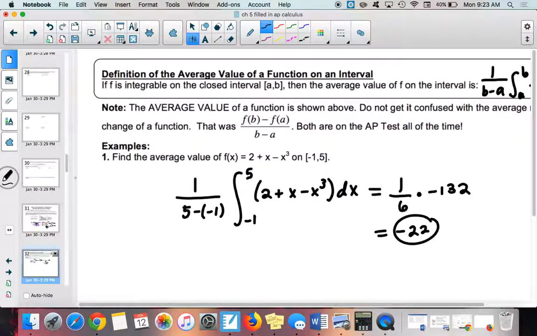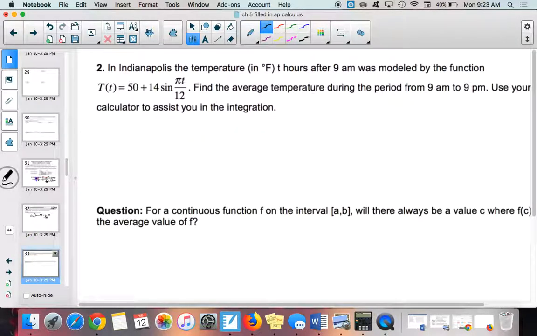Okay, but sometimes you need to interpret the situations. So the AP test likes to do things like average temperature of a room over the course of a day or whatever, or average temperature of Indianapolis. I think I have an example of that, and that's the next one. Oh, yeah. So it says, in Indianapolis, the temperature in degrees Fahrenheit after 9 a.m. was modeled by the function T of t equals 50 plus 14 sine of pi t over 12.